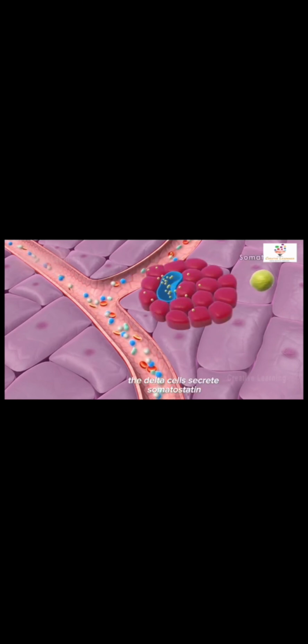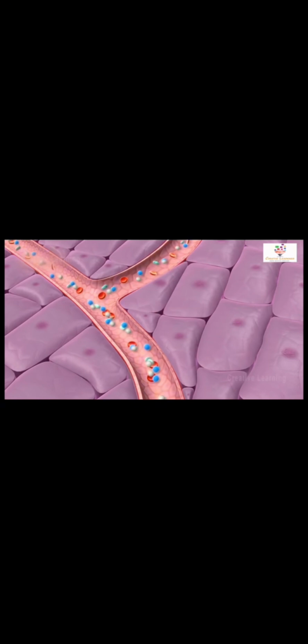The delta cell secretes somatostatin, which regulates the release of insulin and glucagon.